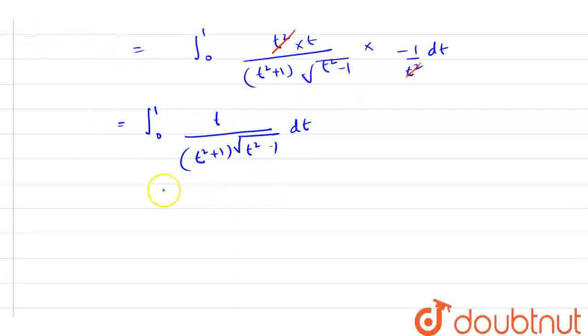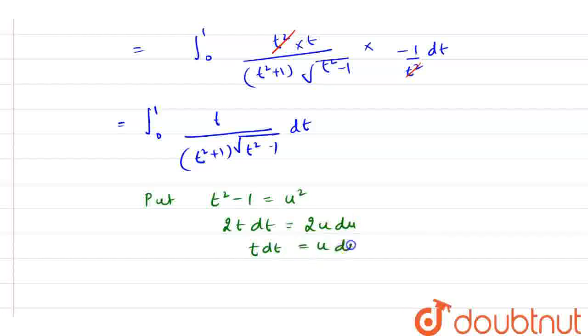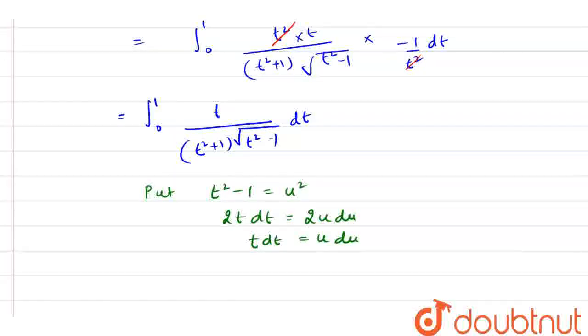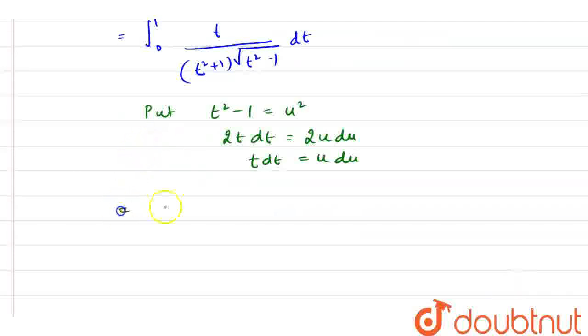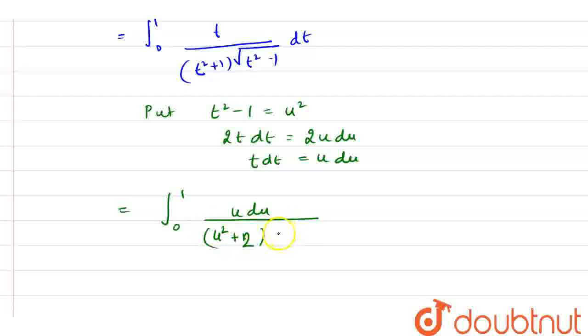Now again I am going to use the substitution method, so let me put t square minus 1 as u square. On differentiation you get 2t dt as 2u du, so we have t dt as u du. Now if I substitute this value, then we have integration 0 to 1, in place of t dt I have u du, and t square as u square plus 1, plus 1 more, then we have u square plus 2, and in the denominator this will be u, so u will get cancelled out.